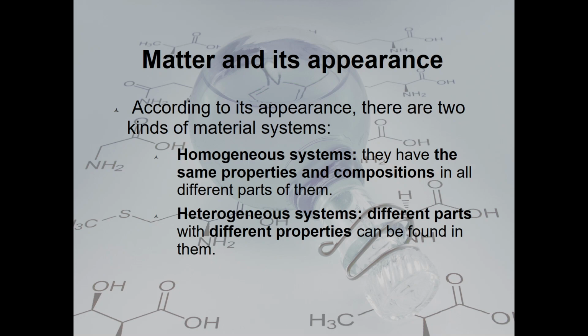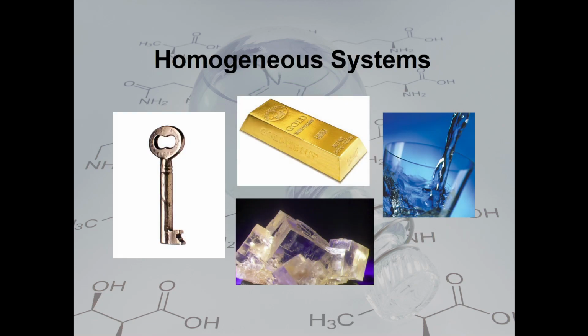So homogeneous systems mean they have the same properties and compositions in all the different parts. Heterogeneous means different parts with different properties can be found in them.